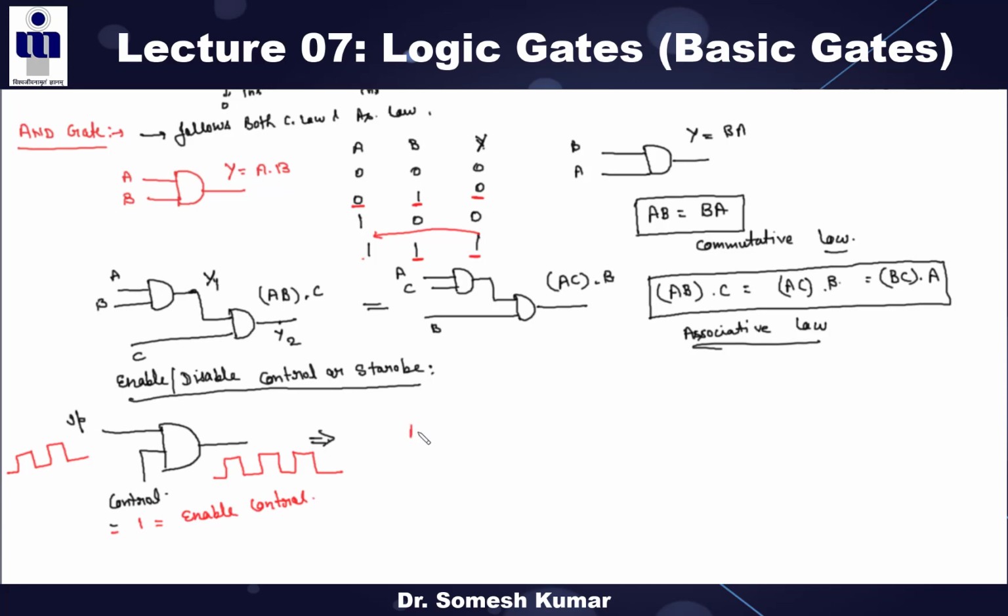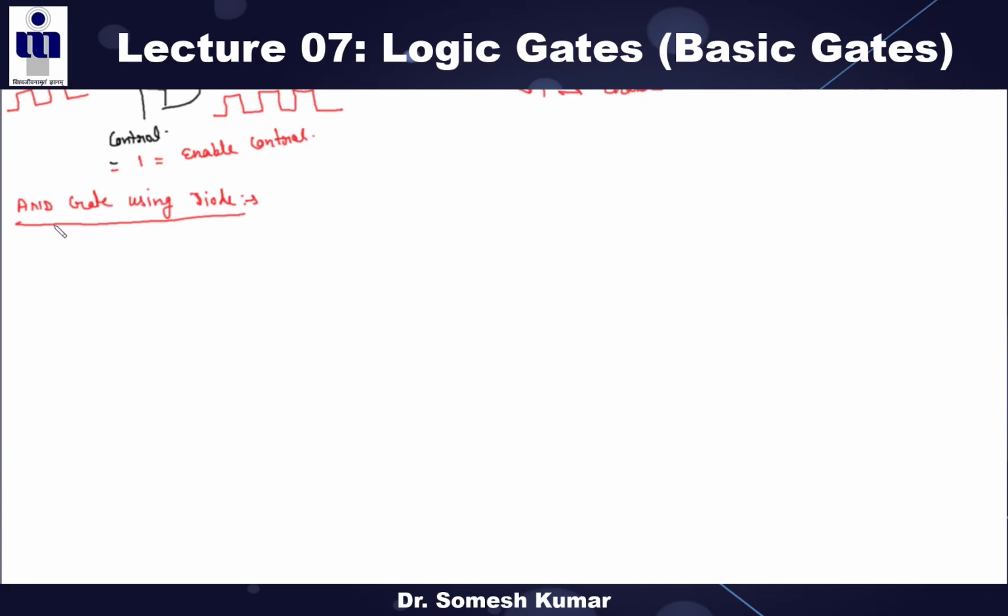Clear? So, in the AND gate, 0 is basically the disable control and 1 is basically your enable control, right? Any doubt in this? Now we will discuss how we can design your AND gate using the PN junction diodes, right? So I'm drawing this circuit here.